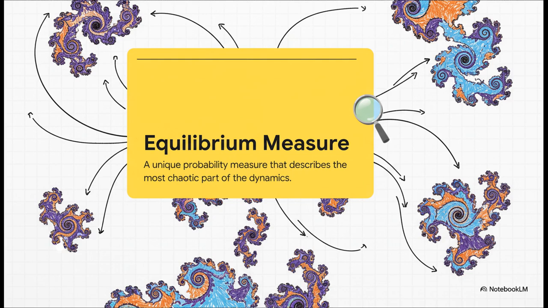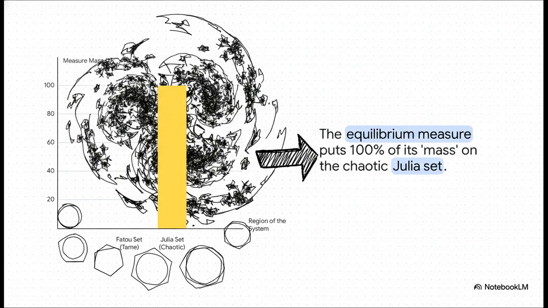Now, to really pinpoint the heart of all this chaos, mathematicians use a special tool. It's called the equilibrium measure. Think of it like a heat map, you know? It shows you exactly where the most intense, most chaotic activity is happening. And its foundation, where it's based, is always the Julia set. In fact, this heat map puts all of its focus, I'm talking 100%, directly onto that chaotic Julia set. It completely ignores all the boring, stable areas. It is, for all intents and purposes, a pure measure of chaos itself.